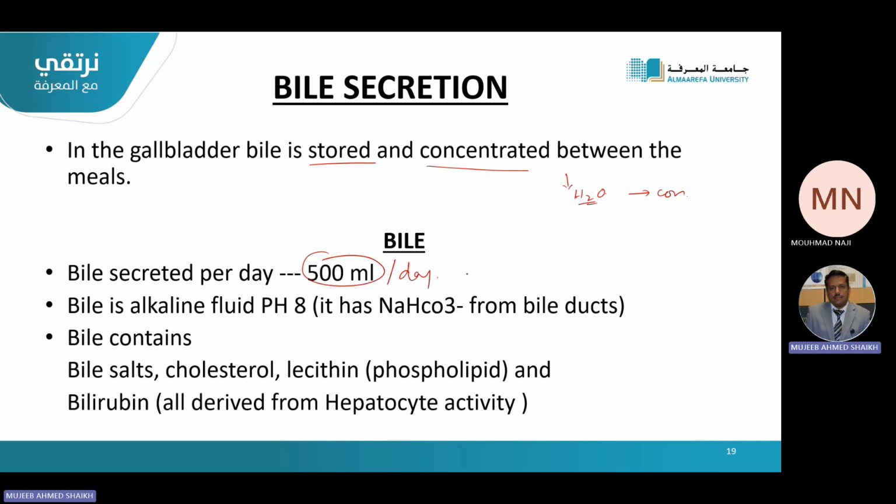Every day, 500 ml of bile is secreted by the liver, and its pH is alkaline in nature. Alkaline means pH is more than 7. The pH is 8 because it contains sodium bicarbonate. The main content of the bile is water plus bile salts, some cholesterol, lecithin, phospholipid, and bilirubin, which is derived from hepatocyte activity. So these are the constituents of the bile: water plus bile salts plus cholesterol plus bilirubin.